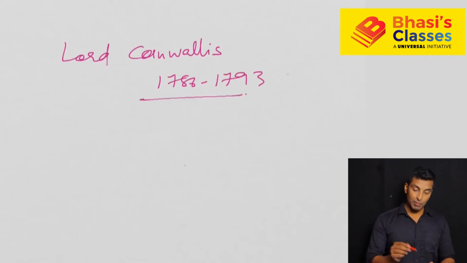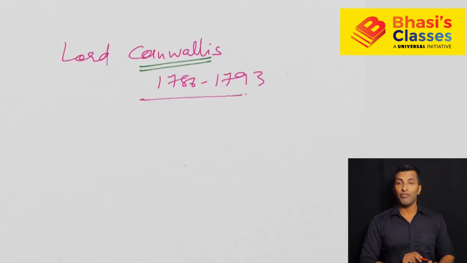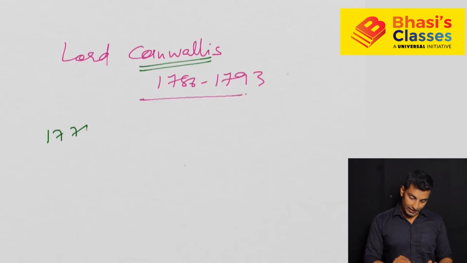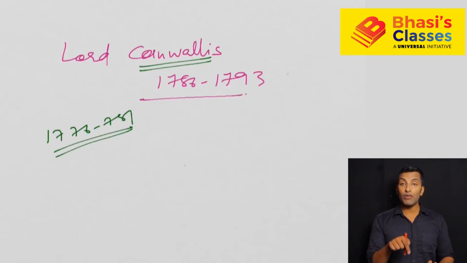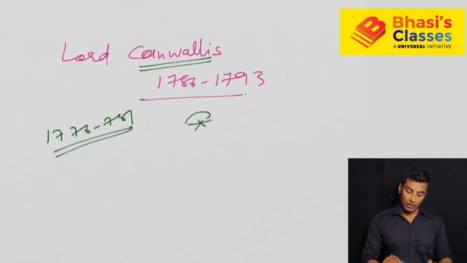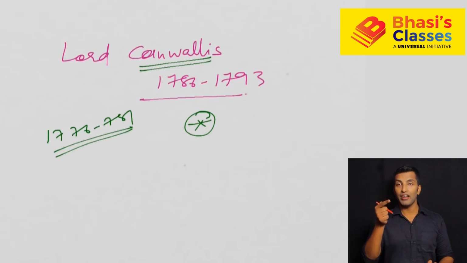Now, you might have heard this name when you study world history also. Very important name, because in the American War of Independence during 1776 to 1781, he was the person leading the battle from the English side against George Washington. And he was a failure. Obviously, America won the independence. So the person who was a failure in America, when he came to India, had a big success story to write.